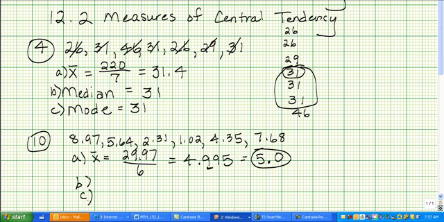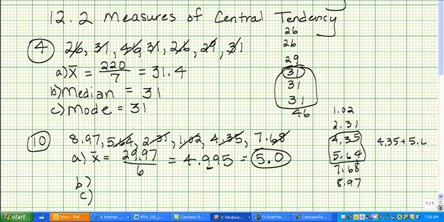Okay, so the median, again, we need to arrange these in numerical order. The smallest one's 1.02, then 2.31, 4.35, 5.64, 7.68, and 8.97. Now this time we have an even number of values, so we actually have two values in the middle. So we need to add these, the 4.35 plus the 5.64, and then divide that sum by 2.